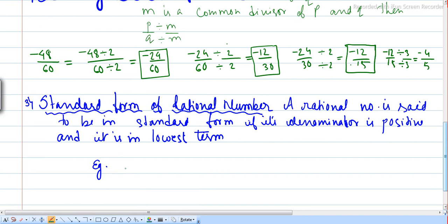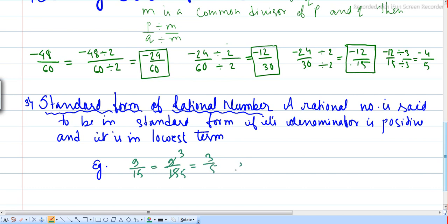Let's take 9 by 15. So do you think it is in standard form? No, because it has a common divisor, so you can divide this number by 3, or simply cut it by using 3. So 3 3s are 9, 3 5s are 15. Now there is no common divisor of 3 and 5, only 1 is there, so we'll consider this as standard form.